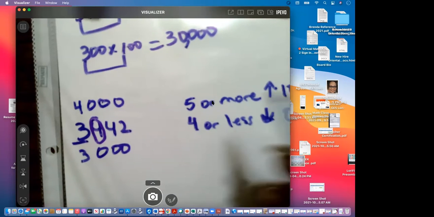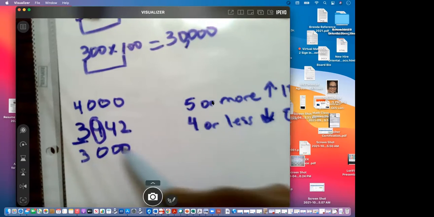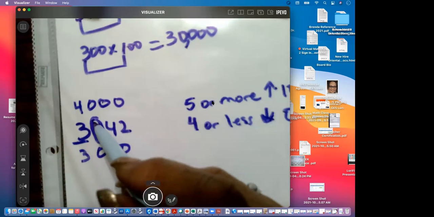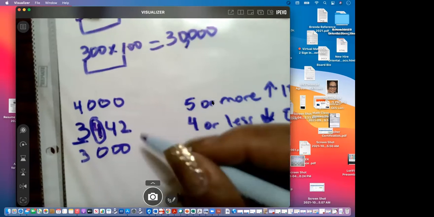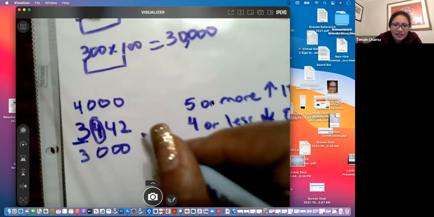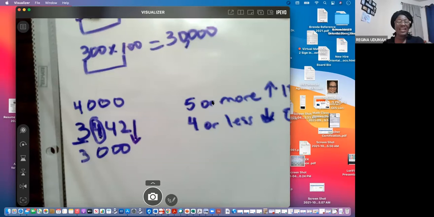So let's go back to our rule. If it's 5 or more, we're going to round up. If it's 4 or less, we're going to round down. So what number is this? 4. Is it 4 or less or 5 or more? It's 4 or less, so we're going to round down to 3,000. Does it make sense?